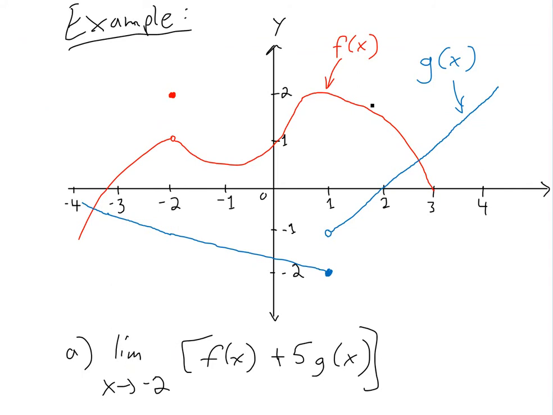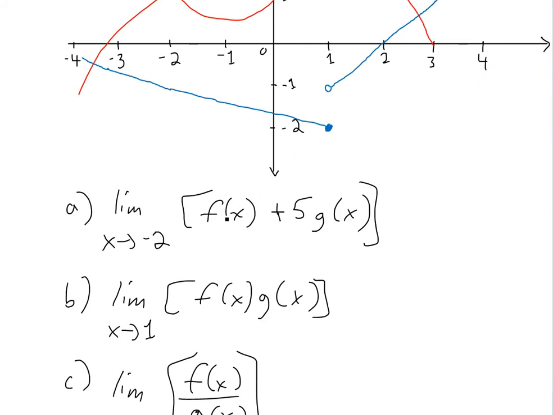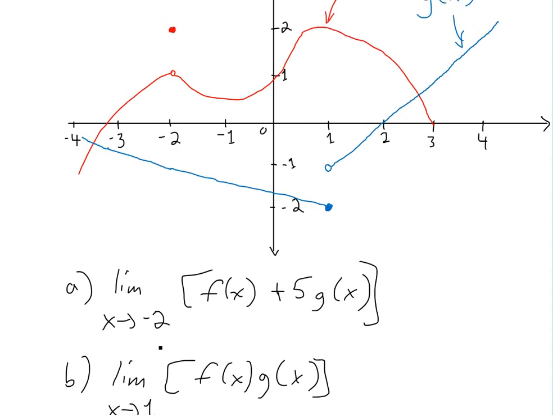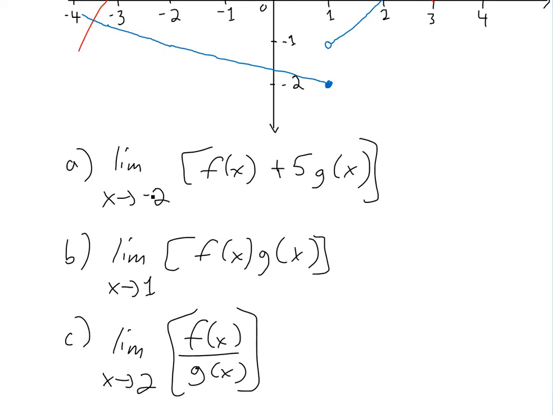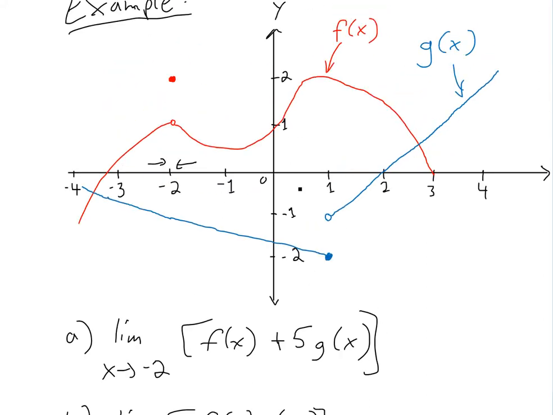So you have two functions here, and I just want to go over these 3 brief examples, basically solving the limit for these 3. We'll look at number 1 first, part A. Find the limit as x approaches -2, so it's approaching this point right here, of f(x) plus 5 times g(x). g(x) is the blue one, just keep that in mind.